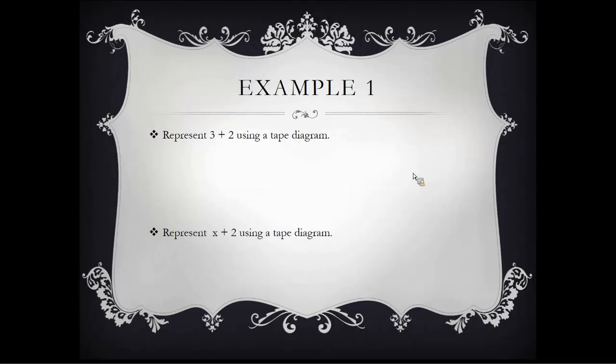Let's look at example 1. For example 1, we want to represent a tape diagram for the following 2 problems. I would highly suggest trying this on your own before you see the answer here, like pausing the video or anything like that, and then checking to see if you got the same answer. So representing 3 plus 2 using a tape diagram, we would simply have 3 units plus 2 units. So 3 squares next to 2 squares. We have a total of 5.